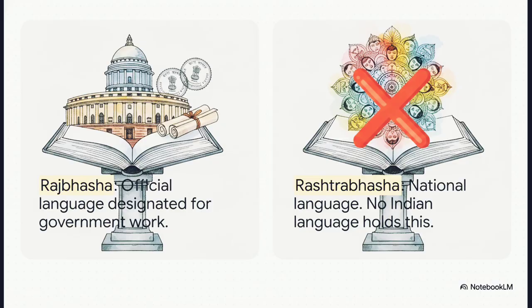Well, this brings us to a very common myth we need to bust right now. Article 343 officially designates Hindi as the Rajbhasha, which strictly translates to the official language for government and administrative work. It is absolutely not the Rashtrabhasha, or national language. In fact, to respect the vast linguistic diversity of the country, the Indian Constitution deliberately doesn't grant the status of national language to any single language.